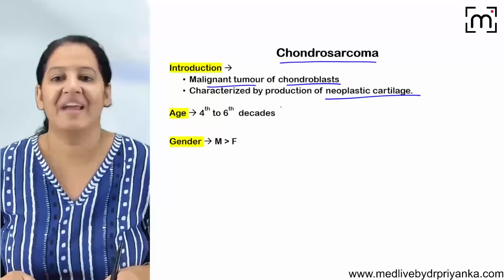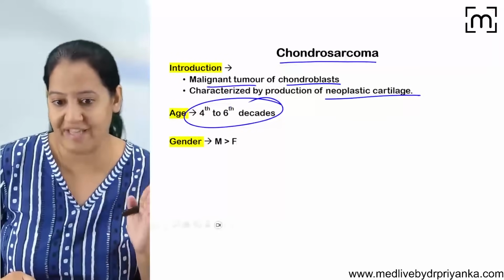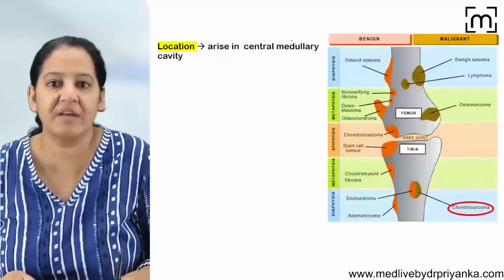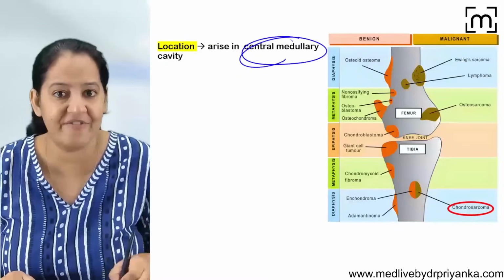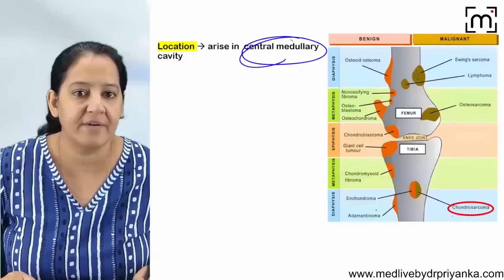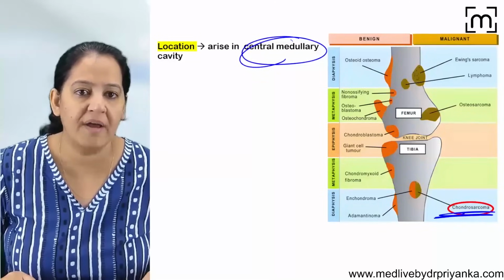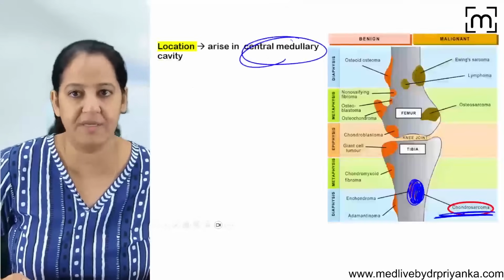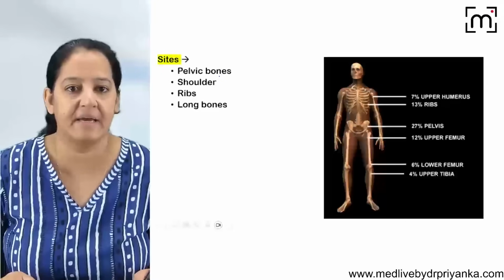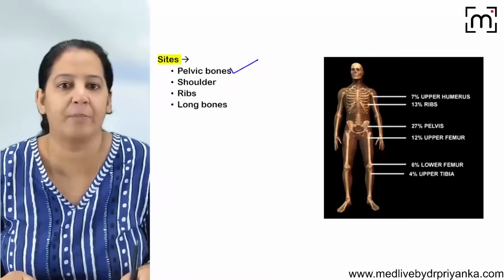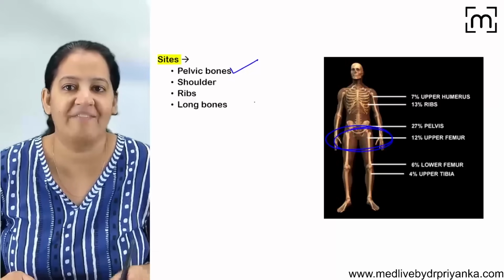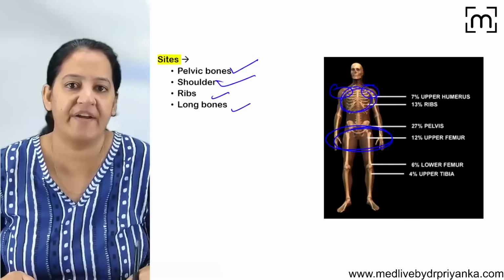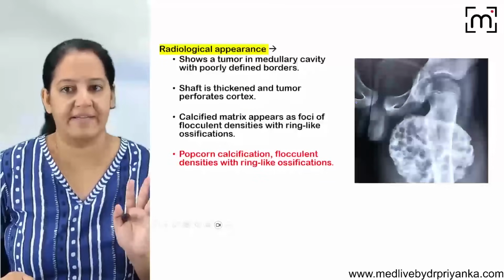Neoplastic cartilage is there. Age group, it occurs at a relatively older age, 40 to 60 years. Again, it is more common in males as compared to females. Location, it starts from the central medullary cavity in the diaphysis. Can you see in the diaphysis, this is chondrosarcoma. It is arising from the central medullary cavity from the diaphysis. Sites, it mostly occurs in the pelvic bone. It occurs in the shoulders. It occurs in the ribs. And rarely it occurs in the long bones. So these are the sites you can see.